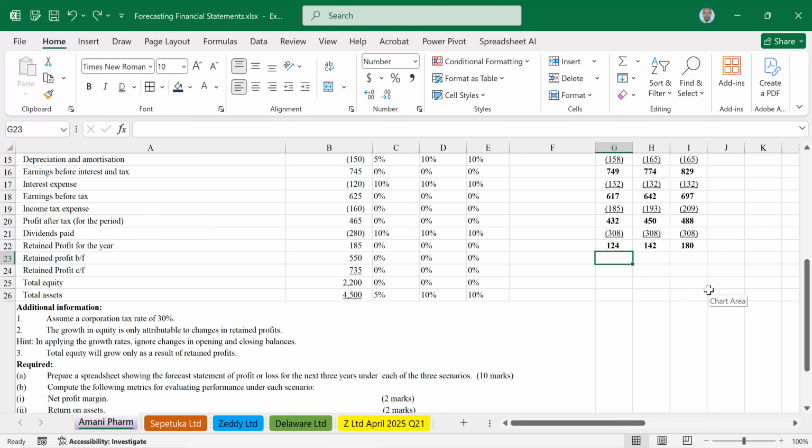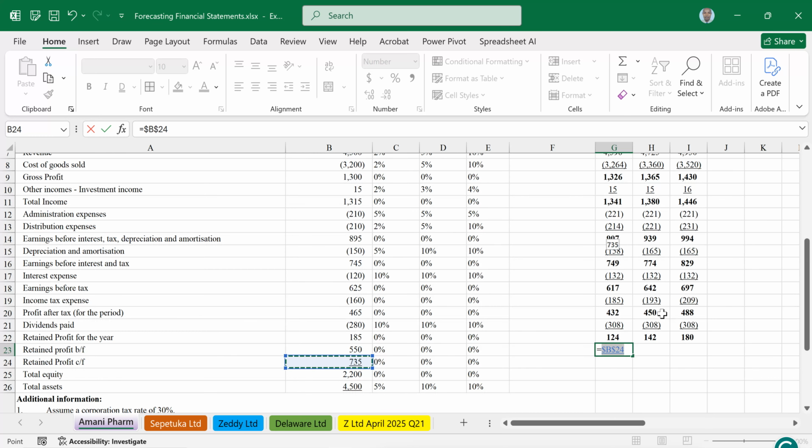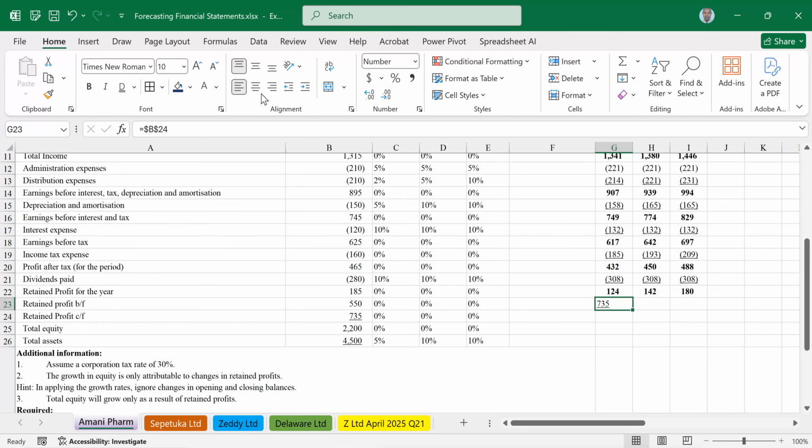It will be equal sign, then a constant of 735, and lock your cell. It will be a constant of 735 for both scenarios because it cannot be 0 in the other scenarios. Then you will drag across because that becomes both. For all the scenarios in 2023, the retained profit brought forward becomes the carried forward for the other period.